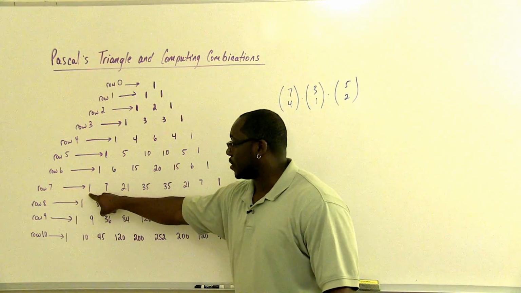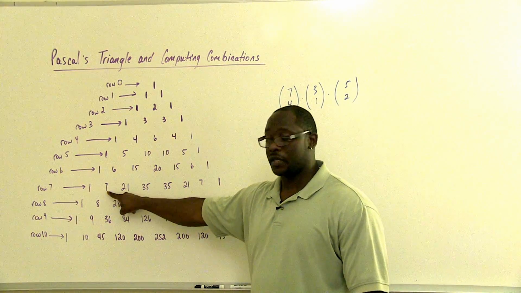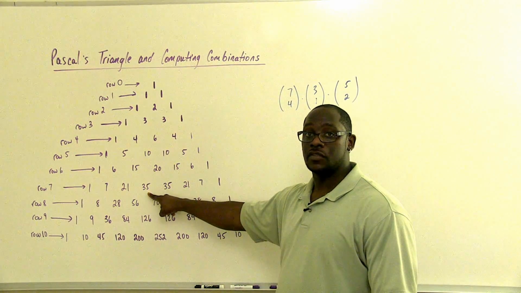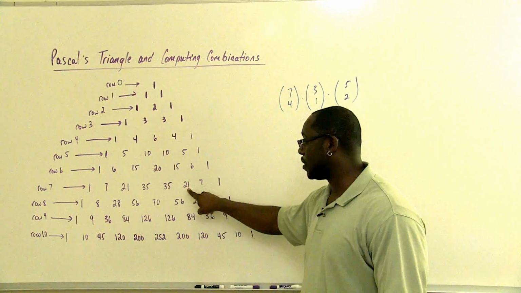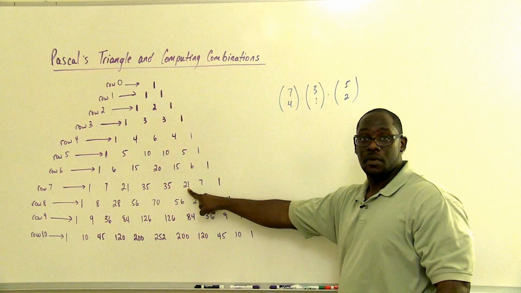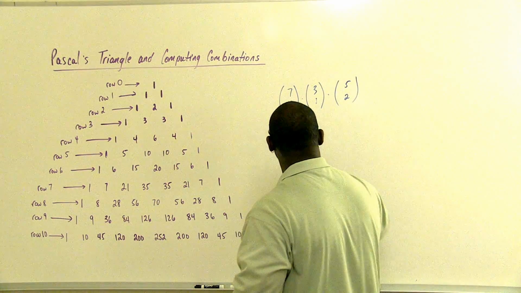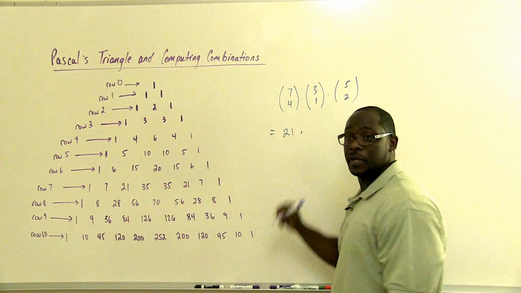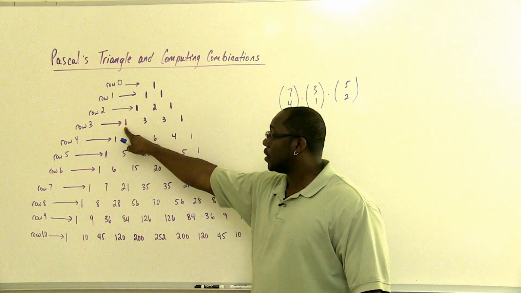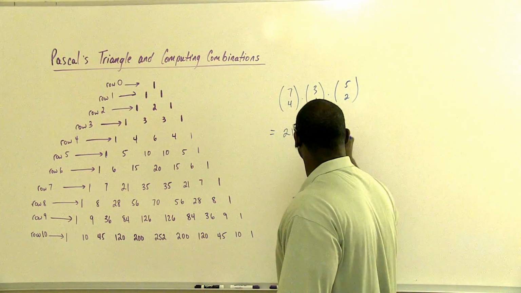So row 7. 7 things grouped 0 at a time, 7 things grouped 1 at a time, 7 things grouped 2 at a time, 7 things grouped 3 at a time, 4 at a time, 5 at a time. So we know that the combination of 7 things grouped 4 at a time is just 21, okay? If we do the combination of 3 things grouped 1 at a time, we start with row 3, 3 things grouped 0, 3 things grouped 1. So that ends up being 3.